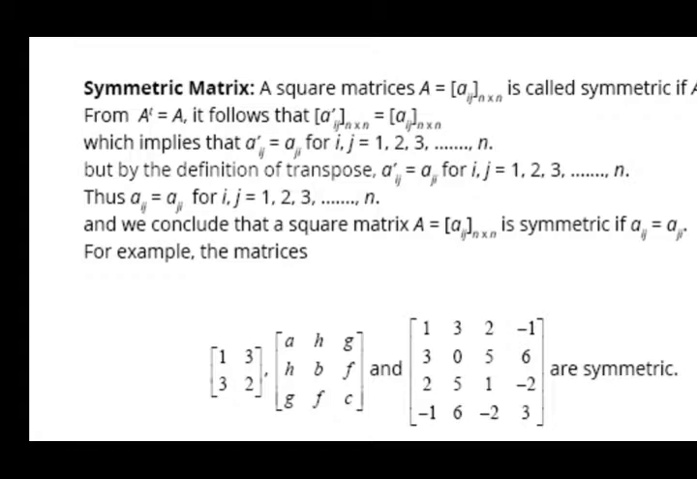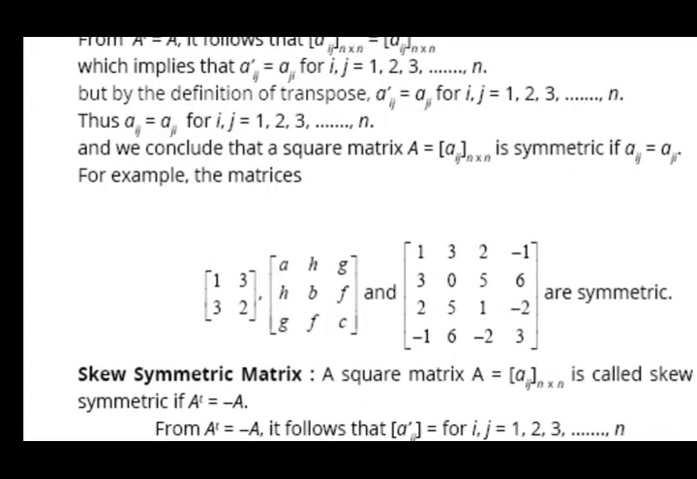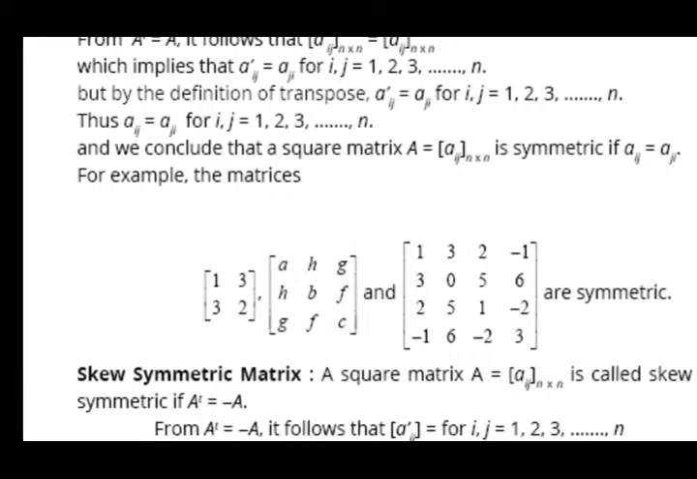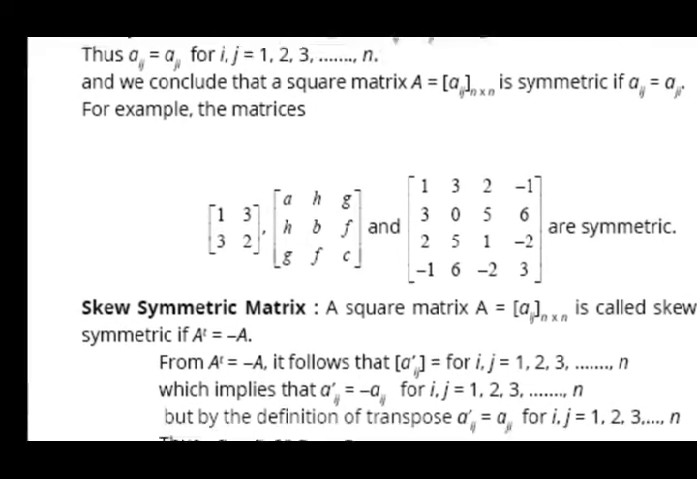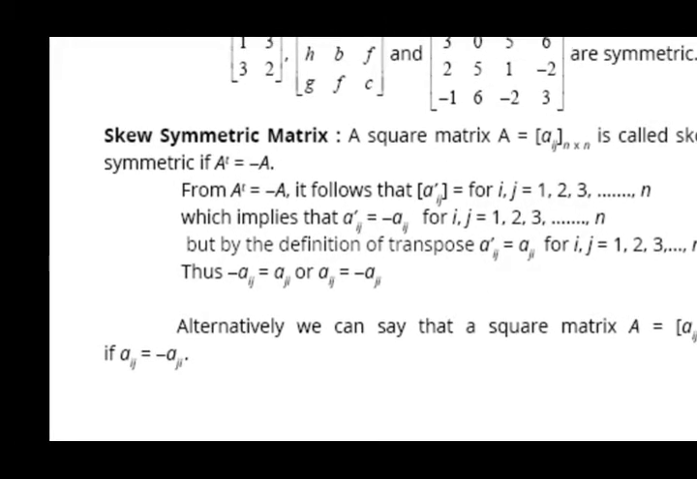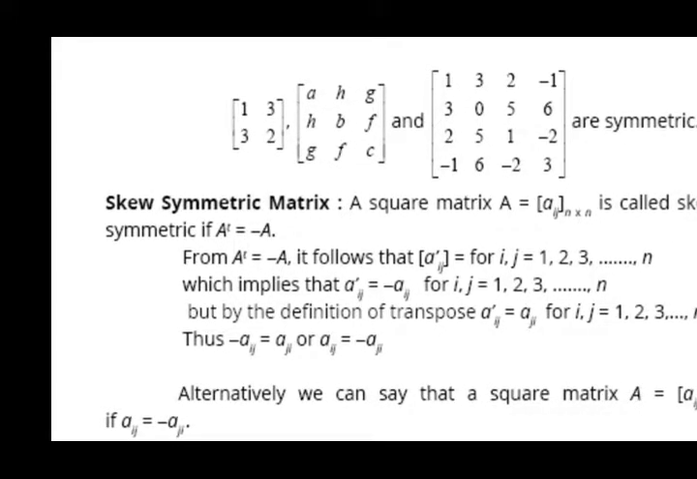Now here is an example of a symmetric matrix. When we transpose a matrix and it is equal to the original one, this is called a symmetric matrix. Here are some examples. If we transpose these matrices, there is no change in them, and these are called symmetric. And there is skew symmetric. If we transpose a matrix and it is equal to the negative of the original matrix, this is called a skew matrix.